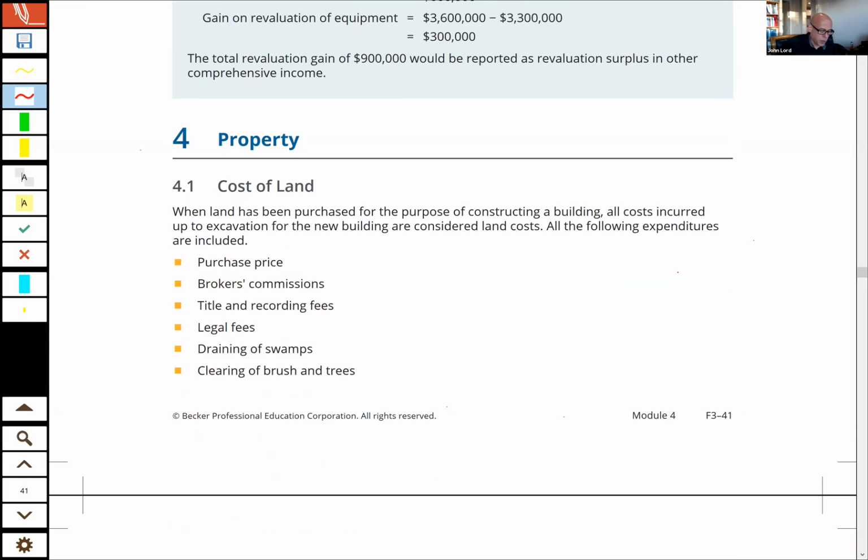Okay, all right, good. Property is land. Now they give us different things that include the cost of land. Clearing of bushes and trees, any cost that you incur to get the land nice and flat so you can begin building on it is part of the cost of the land. Once you start to dig a hole to build the foundation, you start to excavate for that building, that becomes part of the cost of the building.